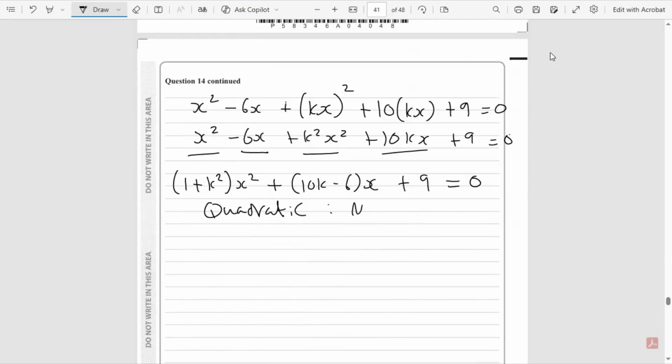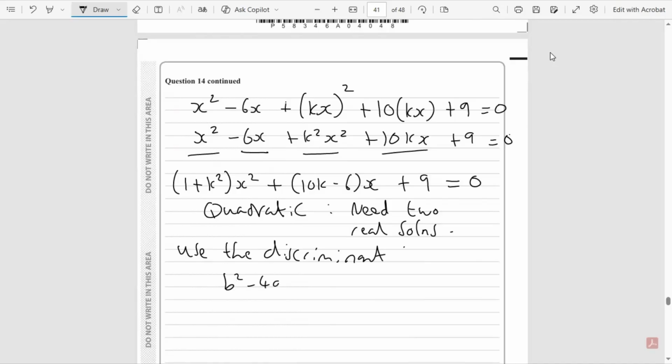So we need, for this quadratic, 2 real solutions, okay? How do you guarantee that a quadratic equation has 2 real solutions? Well, you use the discriminant, okay? So we're going to use the discriminant, which is b squared minus 4ac. And remember, for 2 real solutions, you need the discriminant to be greater than 0.